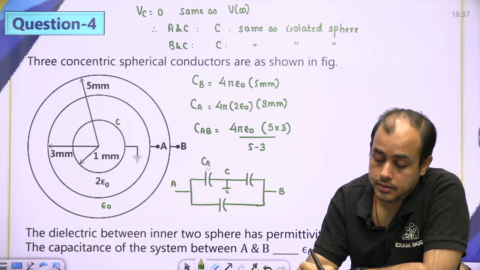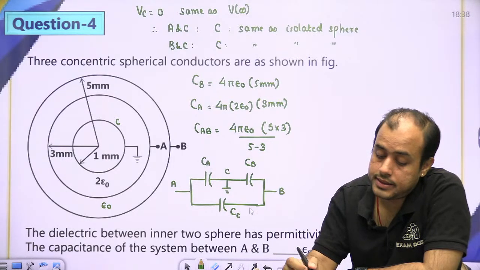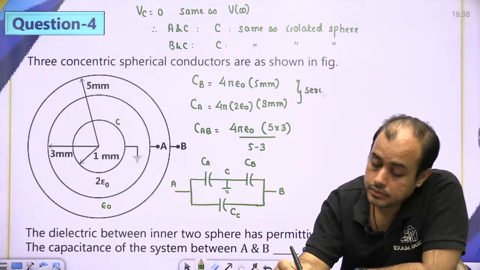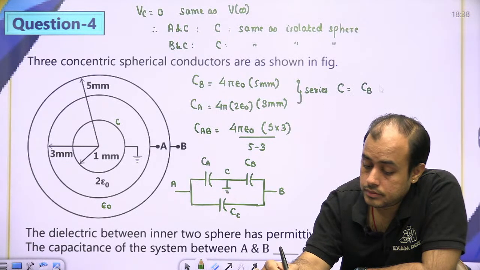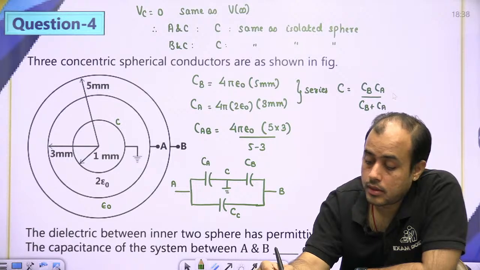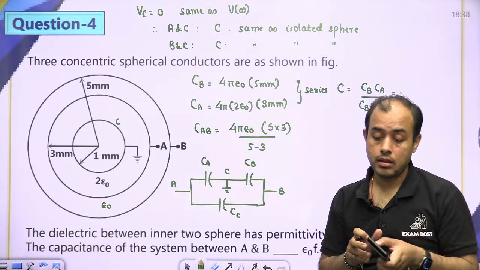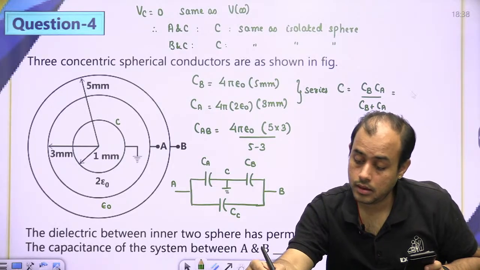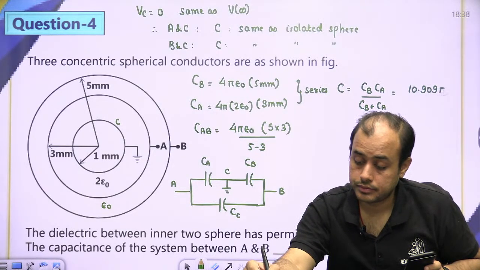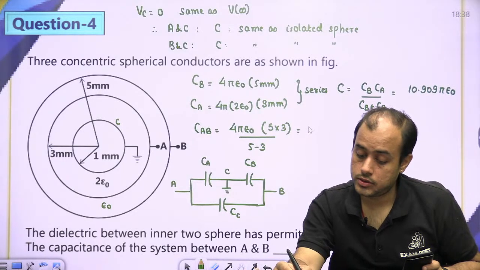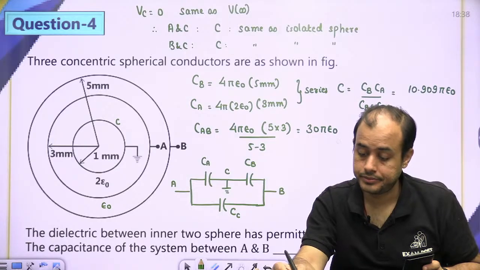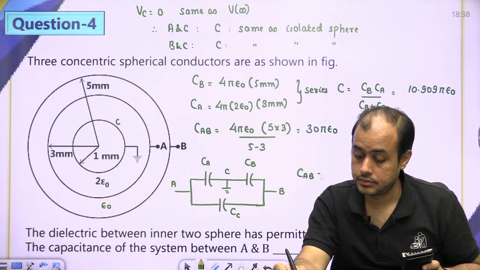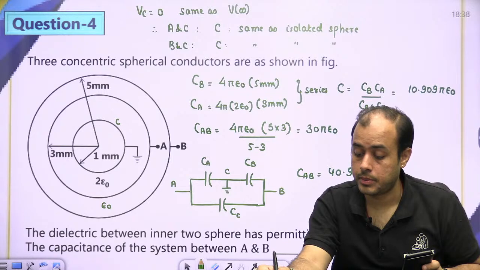Like this. So A and B will be in series. (20 and 24). (8 into 320) by 7. 40.909 pi epsilon naught into 10 to the power minus.